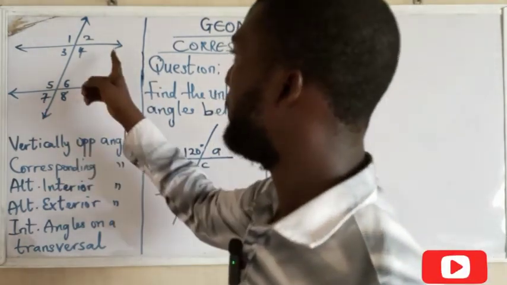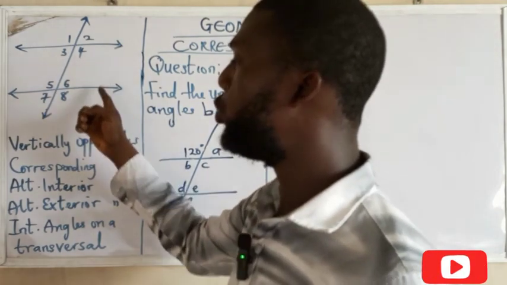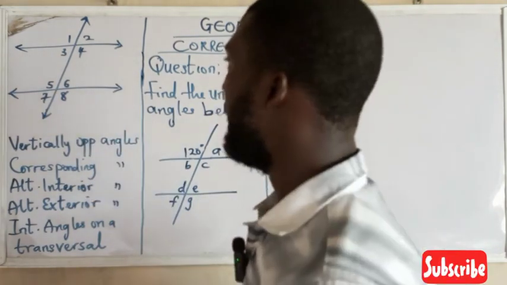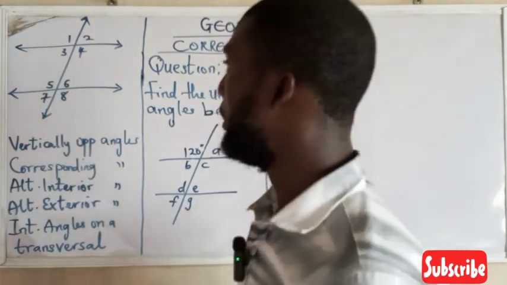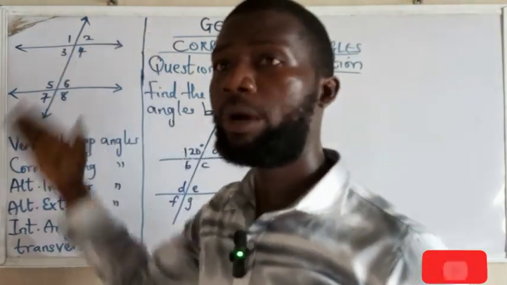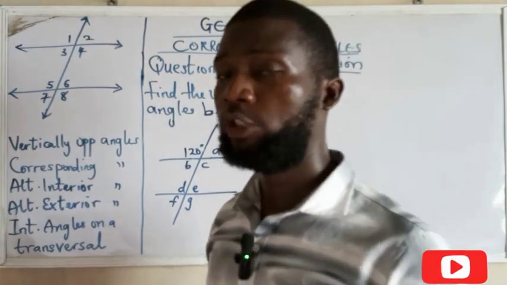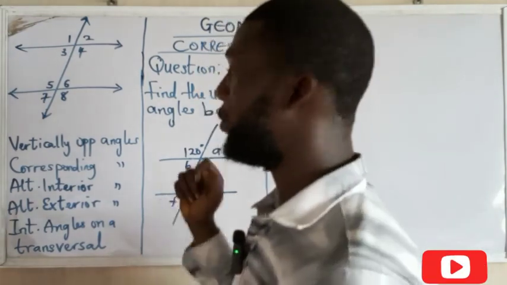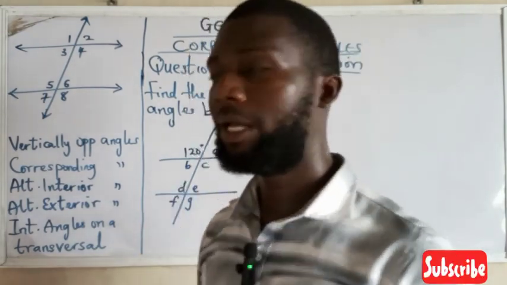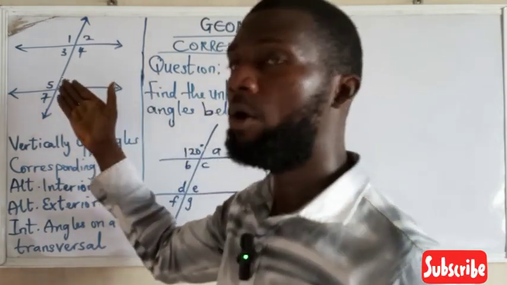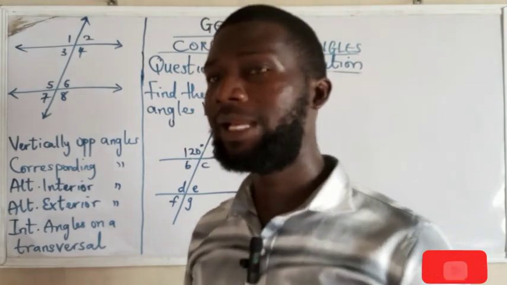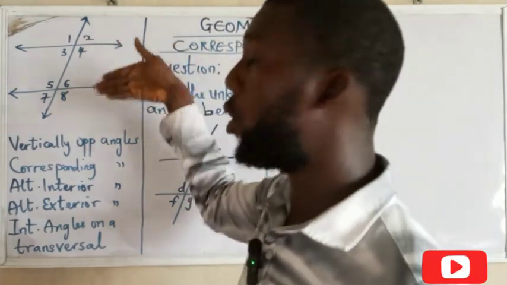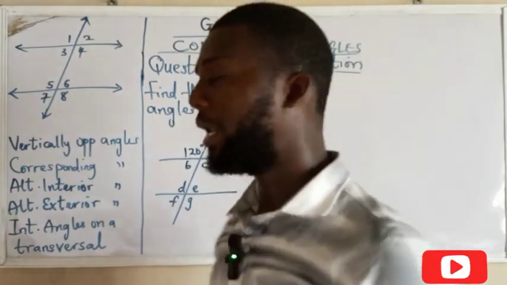As you can see, there are two parallel lines here, and there is a line that cuts these two parallel lines. The line that cuts these two parallel lines is called a transversal line. So a transversal line is a line that cuts a pair of parallel lines, or you can say a transversal line is a line that cuts two or more parallel lines.